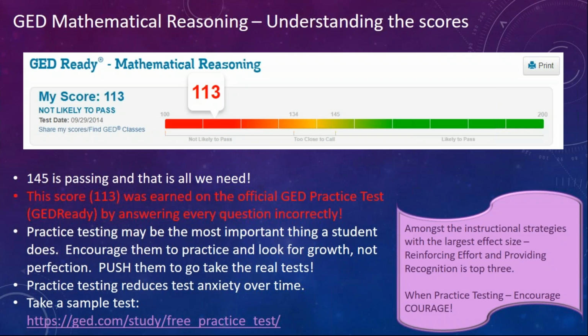When the test changed in 2014, one of the most significant changes about the test was the style of the questioning.